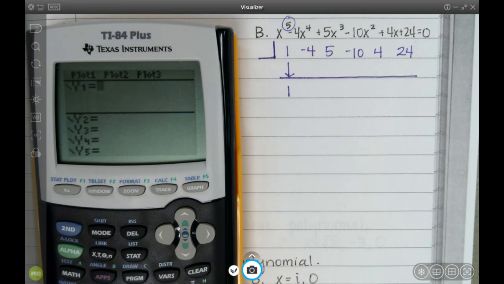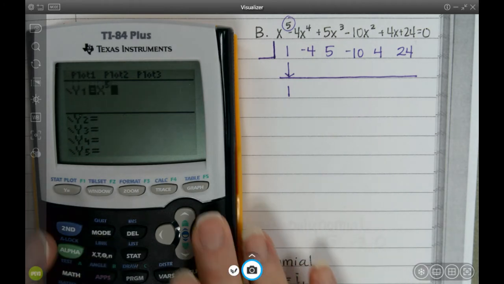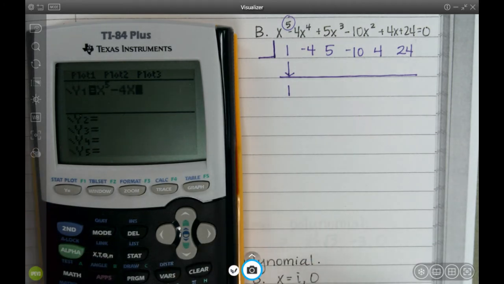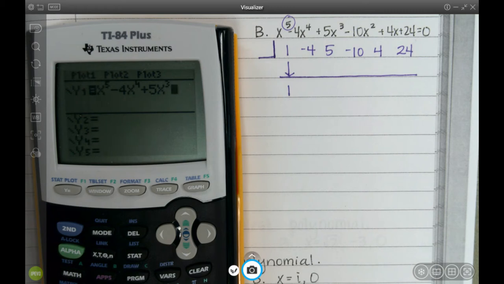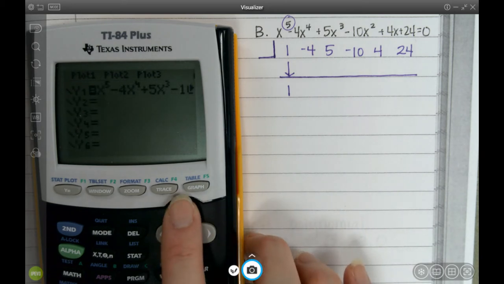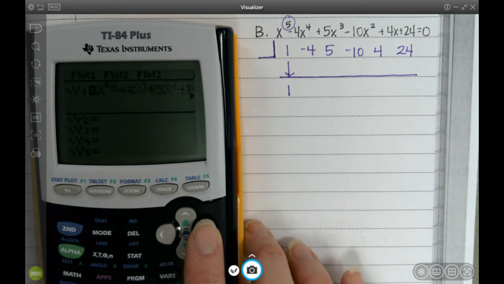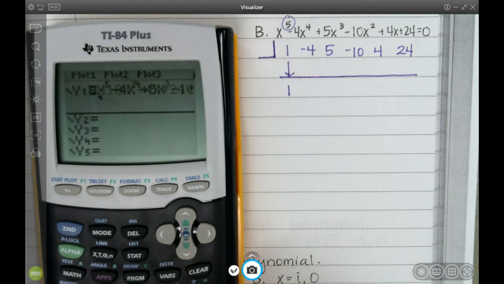Okay, just like last time, we're going to use our calculators to find our zeros, or the numbers that can go in the box. So we're going to type in very carefully, because I think I've typed these in wrong every time. x to the fourth plus 5x cubed minus 10x squared plus 4x plus 24.